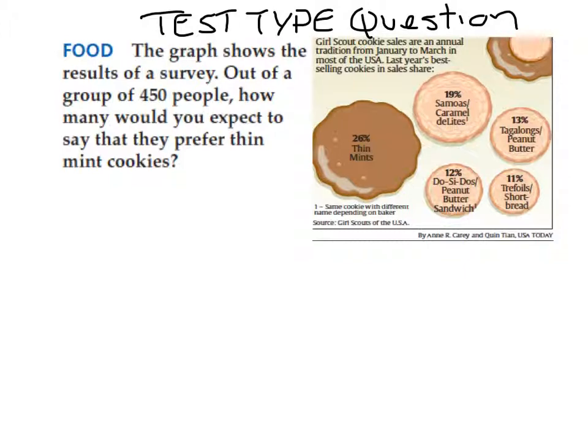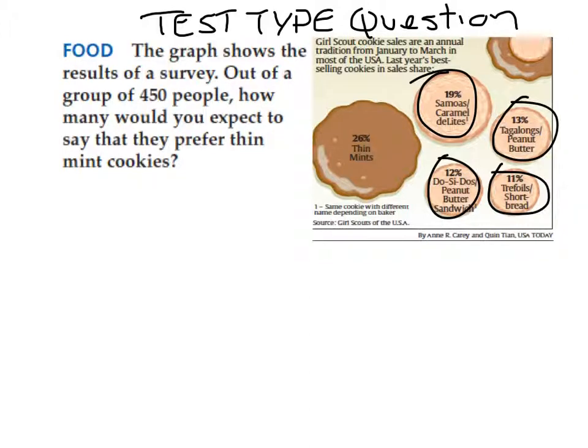It says that for the Caramel Delights, we expect 19% of people to eat those, the shortbread 11%, the Do-si-dos 12%, the peanut butter 13%. What we really want to know is, what do we expect for Thin Mints? And the answer is right here. We expect 26%. That's the probability. So what are we after here? Well, we have a group of 450 people. And it says it right here, a group.